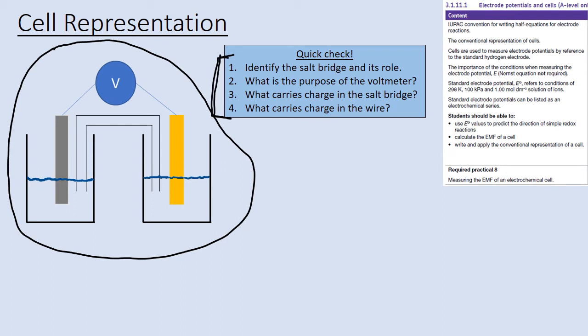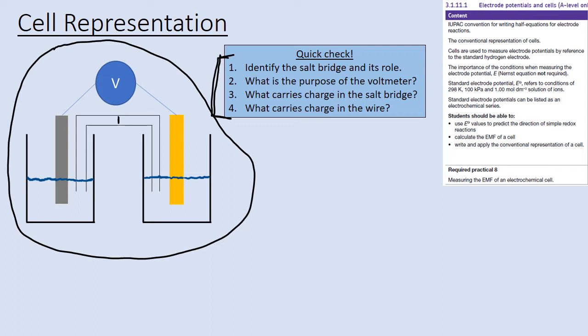Okay, identify the salt bridge and its role. Well, the salt bridge is this, and its role is to allow ions to flow and complete the circuit, and it does so by a soaked piece of filter paper or a gel. If you've got quite a posh one, it will be a gel, or it will be a soaked filter paper with potassium nitrate. So it does need to be soaked in an ionic solution, because that will allow it to conduct. We know that ionic solutions do conduct because the ions are free to move. So it's not just a piece of filter paper. It does need to be soaked in potassium nitrate.